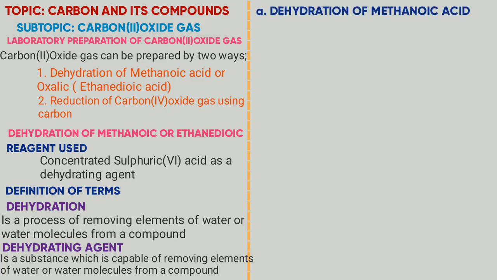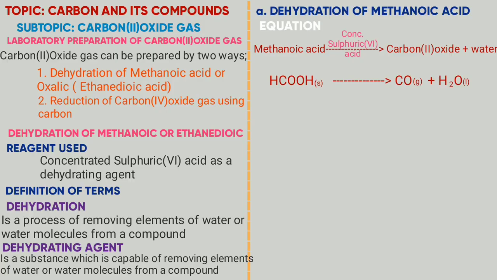The equation is methanoic acid, with concentrated sulfuric acid, gives carbon-2 oxide plus water. Chemical equation is HCOOH solid, with concentrated sulfuric acid, gives CO gas plus H2O liquid.